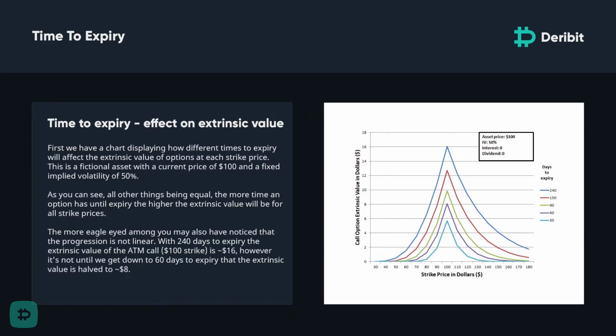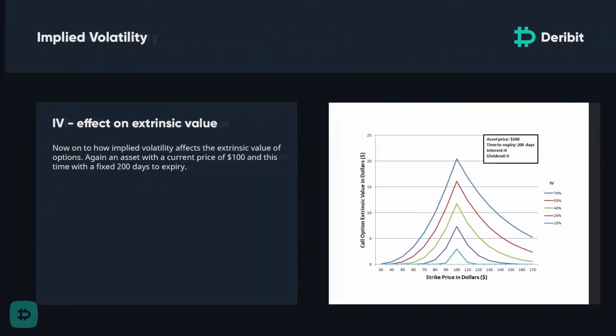The more eagle-eyed among you may also have noticed that the progression is not linear. With 240 days to expiry, the extrinsic value of the at-the-money call, this $100 strike, is $16. However, it's not until we get down to 60 days to expiry that the extrinsic value is halved to only $8. More on why this price premium on higher time frames occurs in a future lesson.